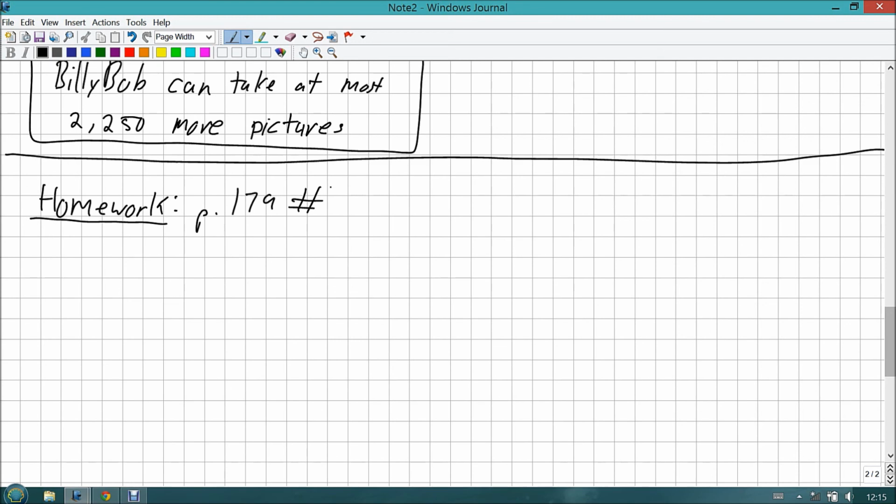So I'm actually giving you the page number this time for some weird reason. I'm not really sure if it's on 179 or not. We shall see. But we're going to be looking at 1 through 5 odd, 11, 15, and then 17, 21, 23, 27, 29, and because word problems are super important, 31 and 33. So there you are. Get to it.